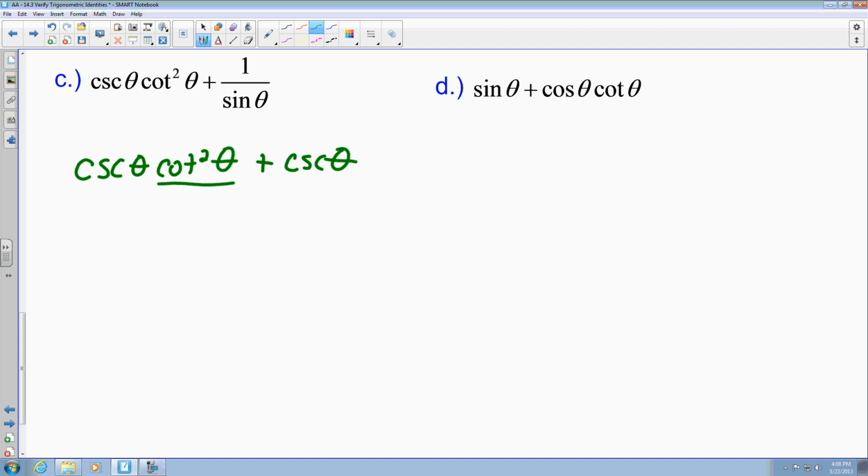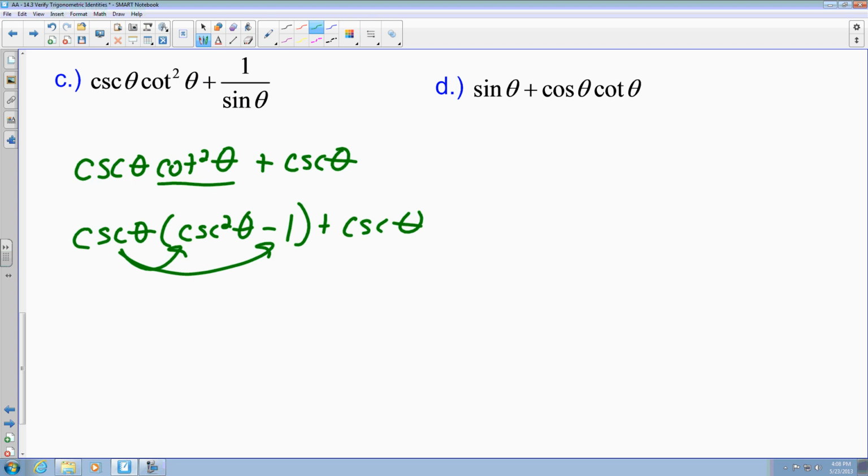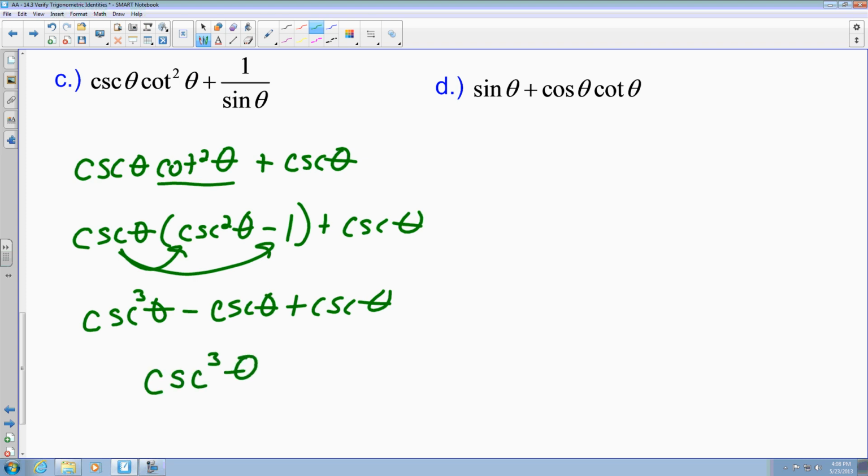I can rewrite cotangent squared theta, so I've got secant theta, and in parentheses this could be multiplied by secant squared of theta minus 1 plus secant theta. So now I can distribute this and distribute that, so this becomes cosecant cubed minus secant theta plus secant theta. So a plus and a minus, these actually will cancel out, so my simplified expression is going to be the cosecant cubed of theta.